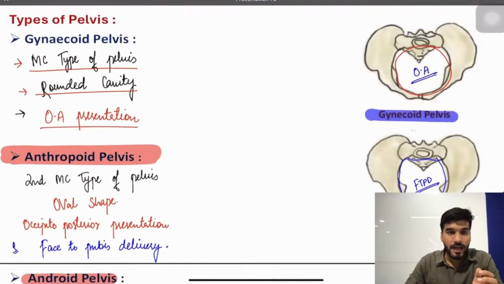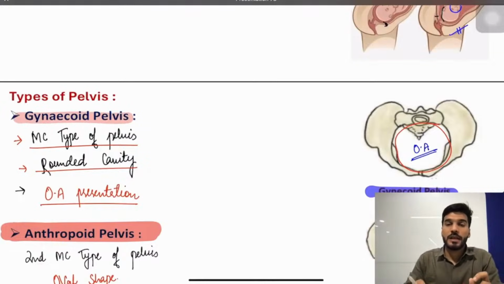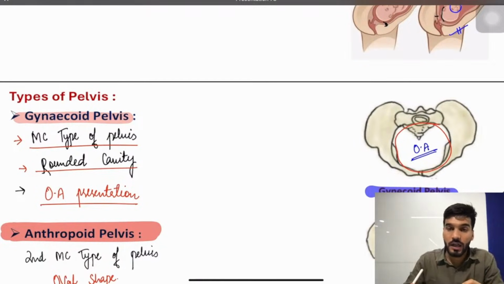Okay. Before that, we discussed the types of pelvis. The most common type of pelvis is going to be the gynecoid pelvis. It has a rounded cavity, so all occipito-posterior presentations convert to occipito-anterior, and they are delivered with the help of a normal vaginal delivery.